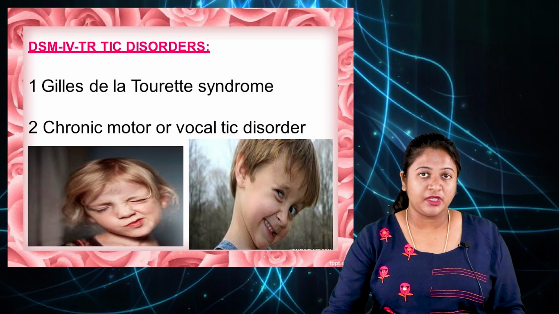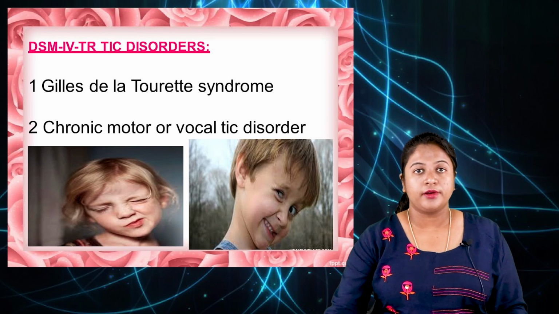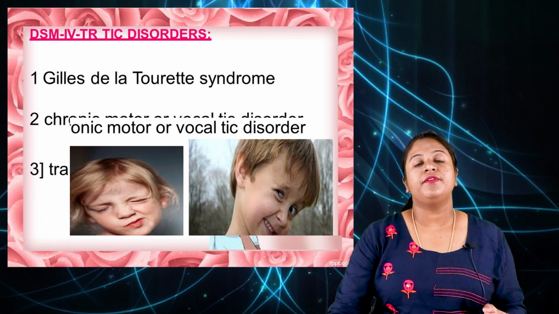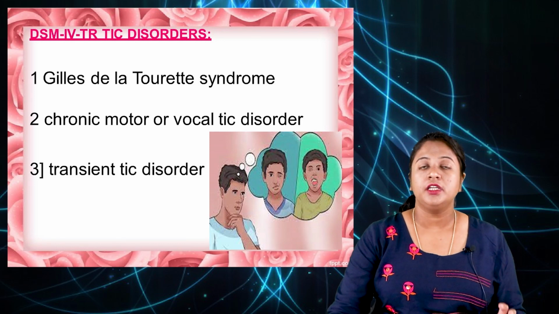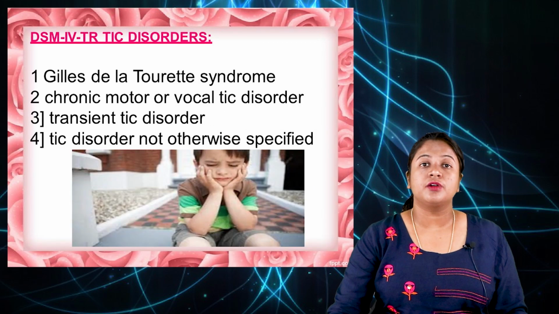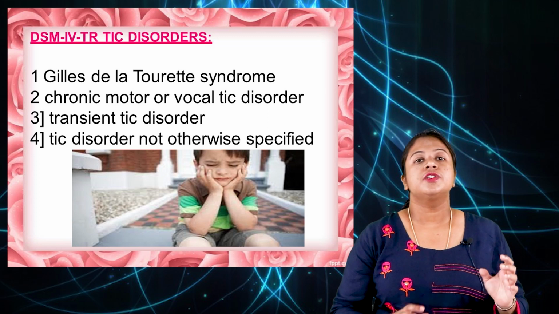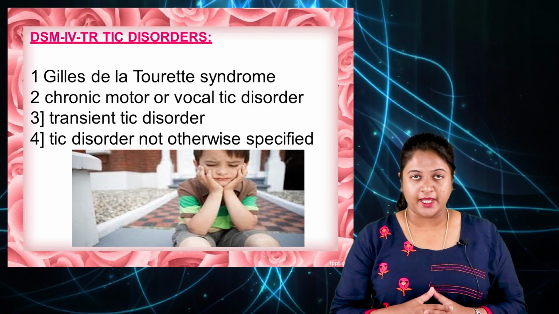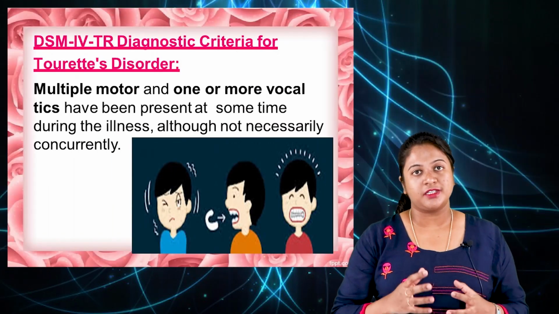The second type is chronic motor or vocal tic disorder. Then we have the transient tic disorder. The fourth one is tic disorder not otherwise specified. So let us see about each of these types. The first one is the Tourette's disorder.